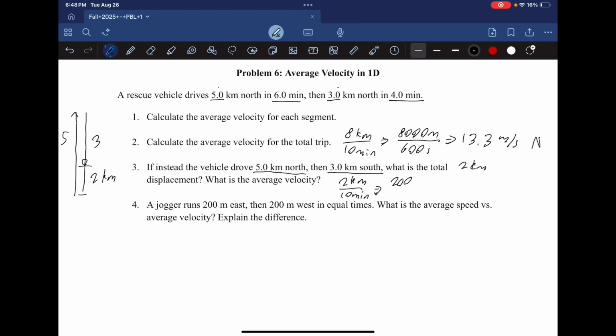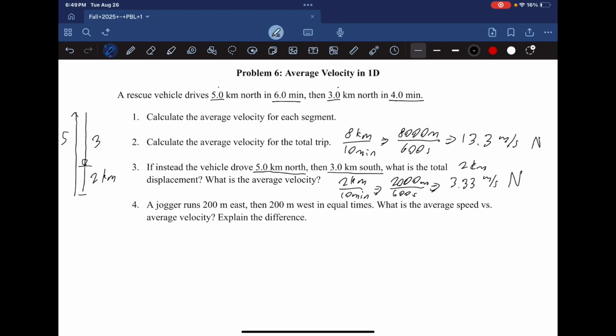This is 2,000 meters per 600 seconds. And then that simplifies to 3.33 meters per second north. It's important to make sure that you distinguish which direction it is. So in this case, it's north.